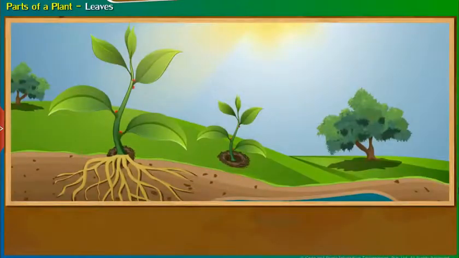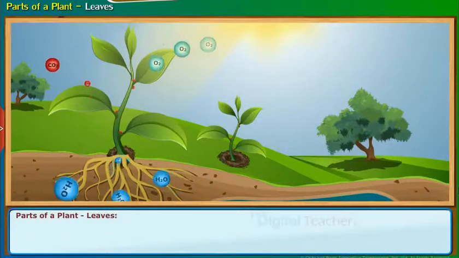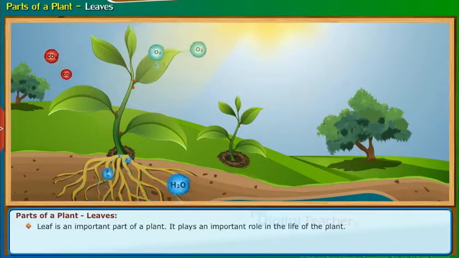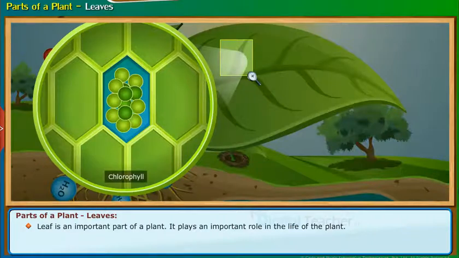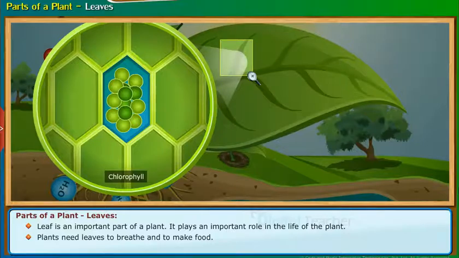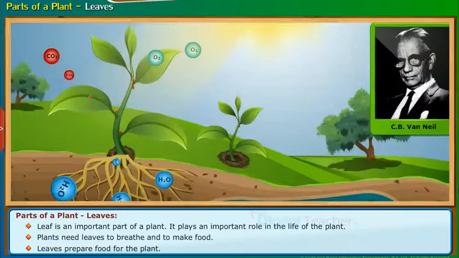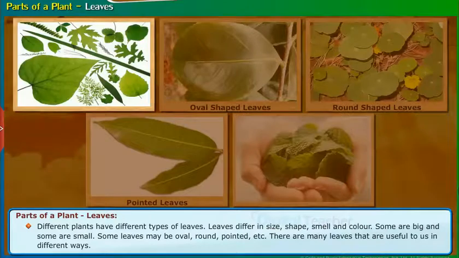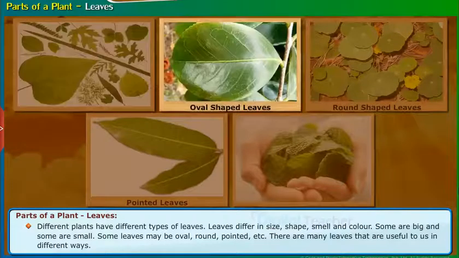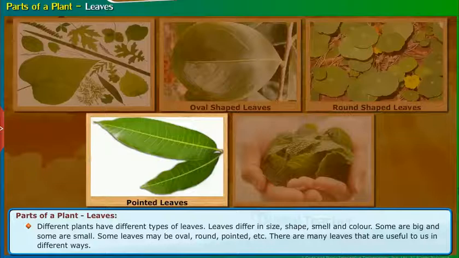Here, let us study the most important part of a plant, the leaves. Leaf is an important part of a plant. It plays an important role in the life of the plant. Plants need leaves to breathe and to make food. Leaves prepare food for the plant. Different plants have different types of leaves. Leaves differ in size, shape, smell, and color. Some are big and some are small. Some leaves may be oval, round, pointed, etc.